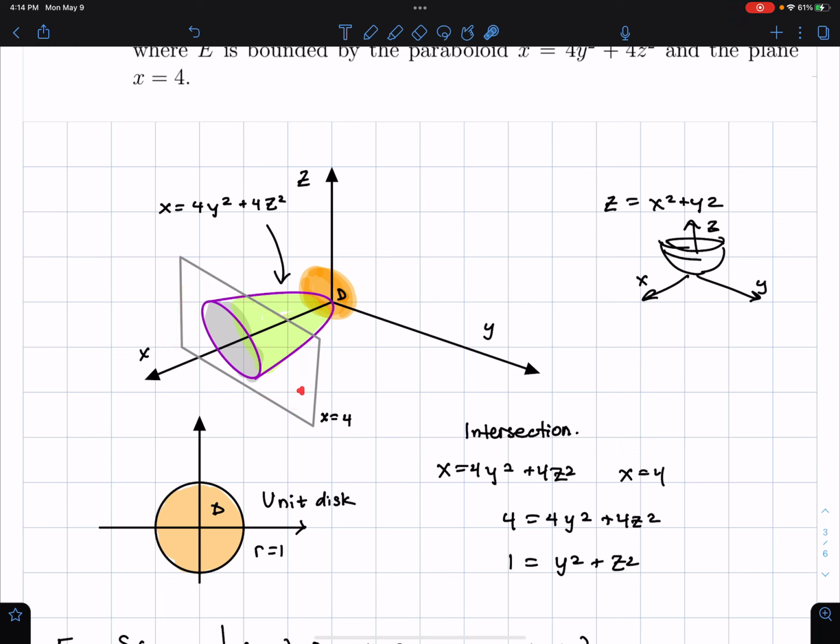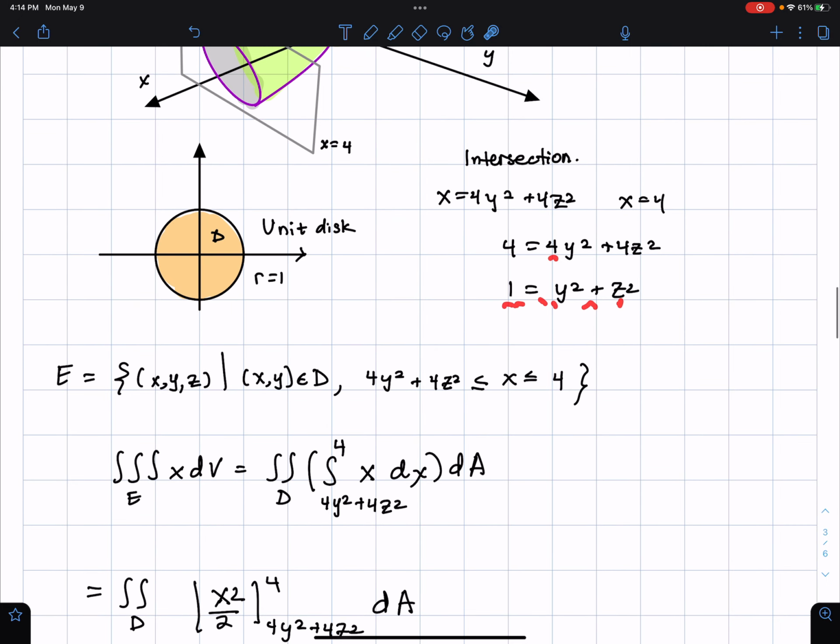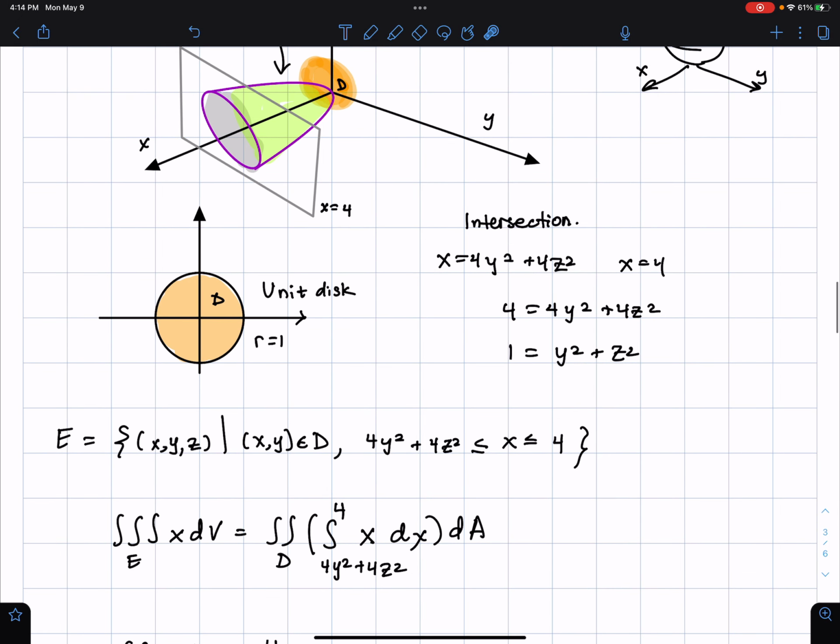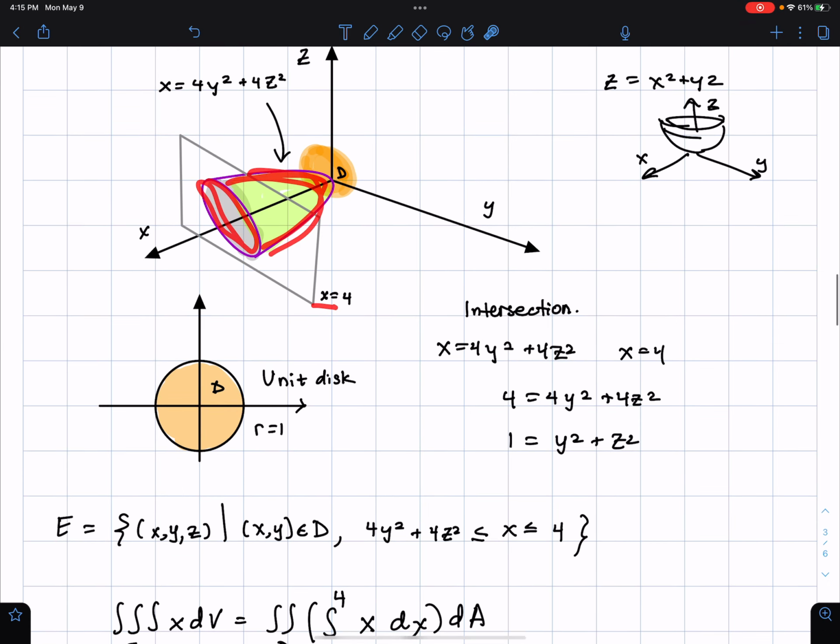Because these are functions of y and z, we project onto the yz plane in order to find our domain. And you find out what this domain is by looking at the boundary that will form the maximum, which will form the boundary of the domain. And you set these equal to each other. And so you get y squared plus z squared equals 1, which is a unit disk. So you set up the integral, and this gives the lower bound for x, the upper bound for x equals 4.